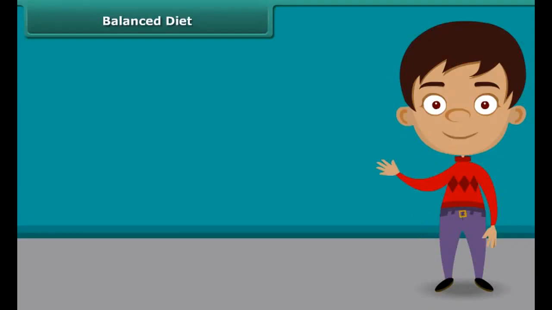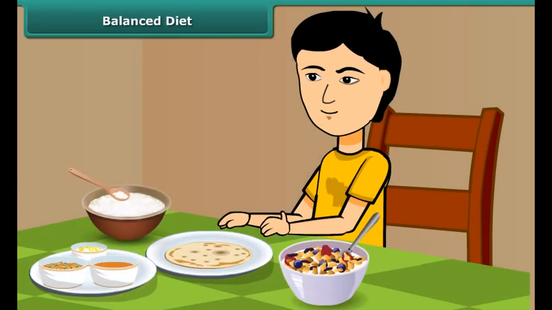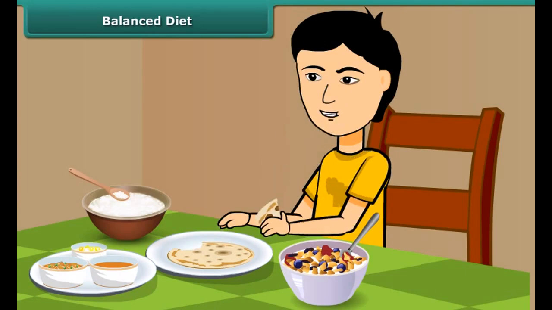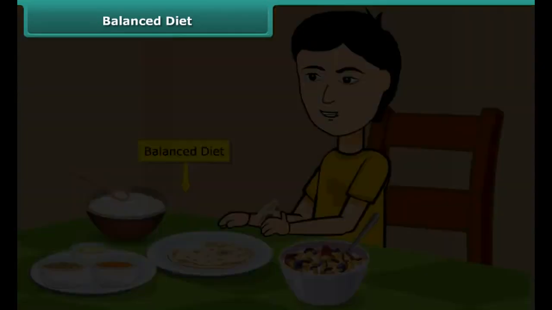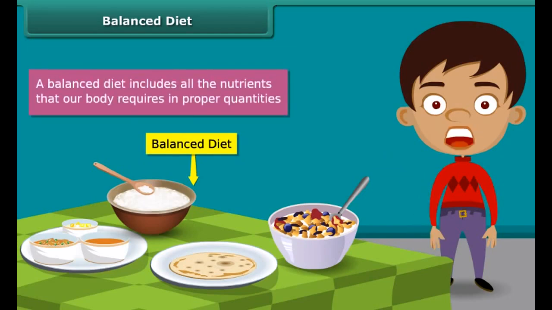As we know, all kinds of foods do not contain all the components. Our meals should have a balance of the different nutrients that our body needs for growing and maintaining good health. Such a diet is called a balanced diet. In other words, we can say that a balanced diet includes all the nutrients that our body requires in proper quantities. So we should accept the fact that having a balanced diet is the best way to live a healthy life.